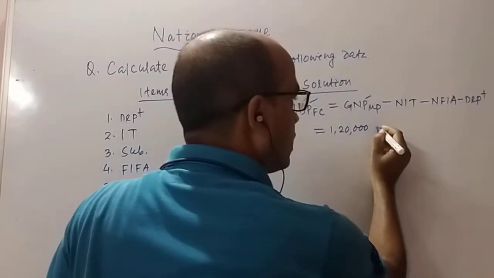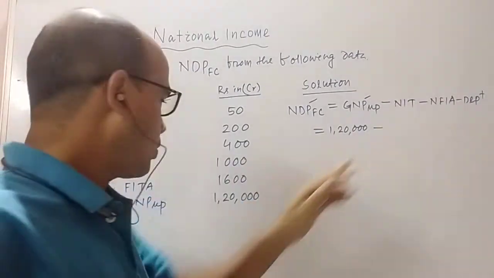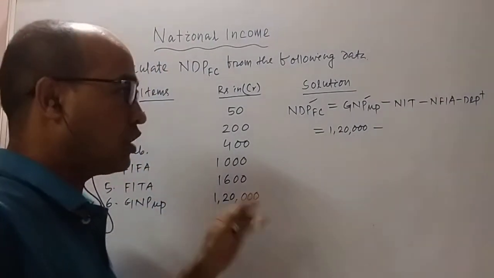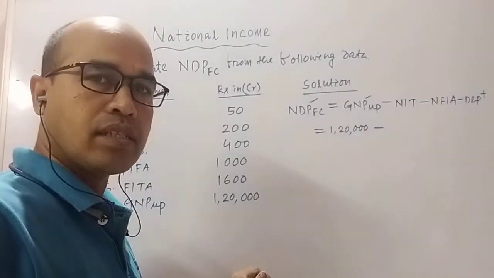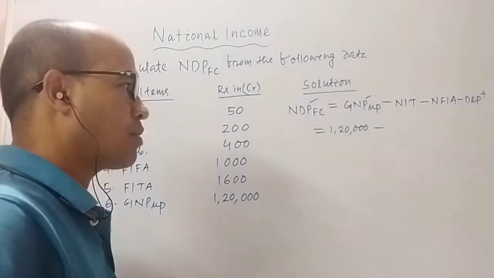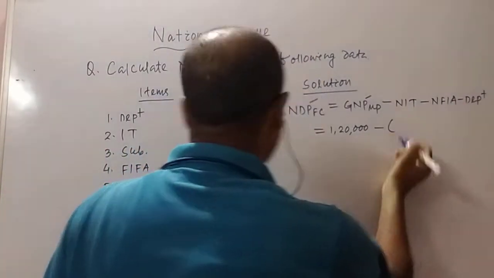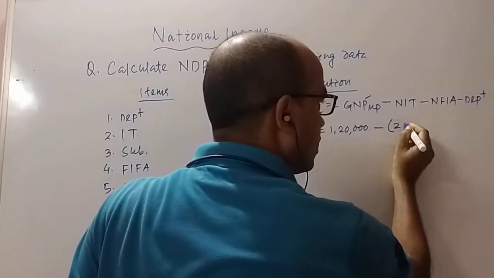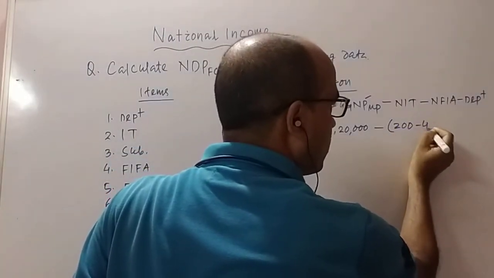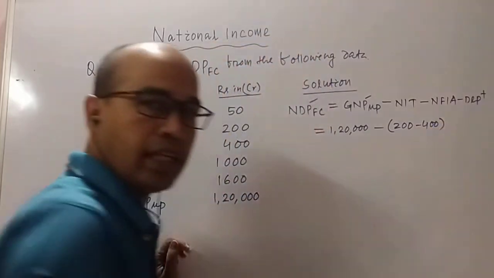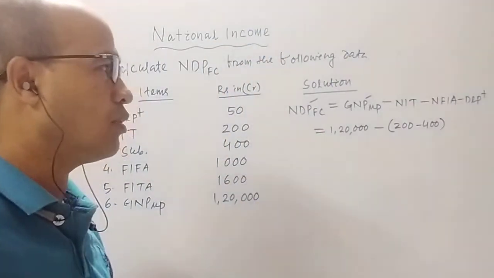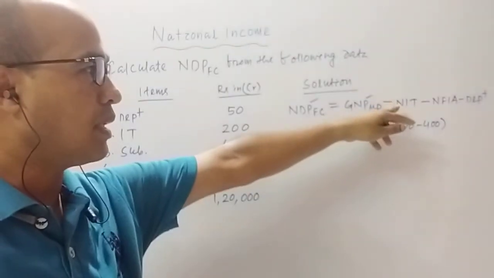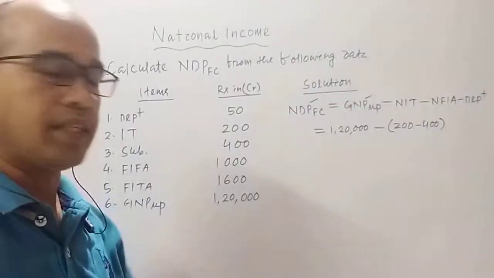After that, in the question, actually NIT is not given, but yesterday I taught you NIT is the difference between IT minus subsidy. Then what do you do? What do you write here? Now IT is given in the question as 200 and the subsidy is given as 400. Okay? If NIT is not there, what do you do? Now you write in the place of NIT, IT minus subsidy.